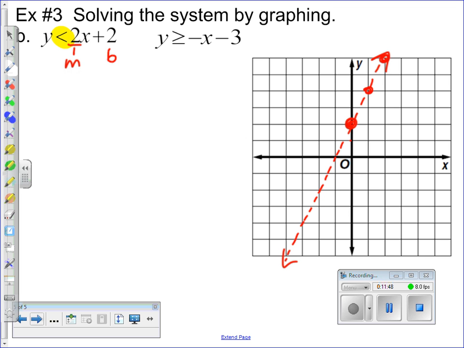All right. Now I need to check 0, 0. 0 for y, 0 for x. Is 0 less than 0 plus 2? Of course 0 is less than 2, so that's yes. So I need to shade over top of my star this time. So shade lightly to the right.